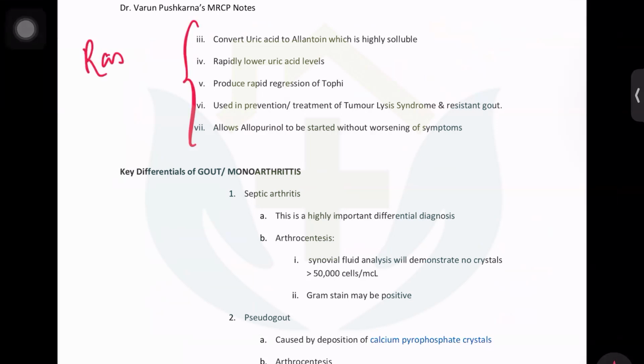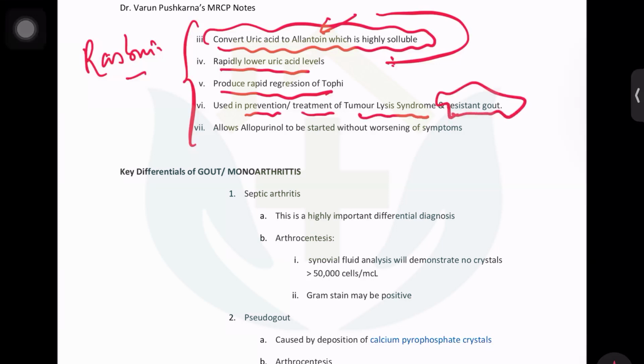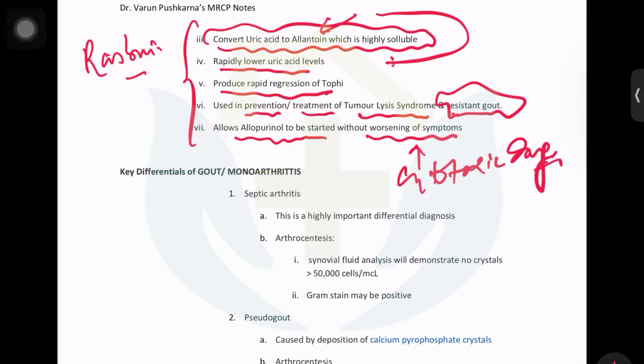Rasburicase. This is the mechanism. It converts uric acid to allantoin. Allantoin is highly soluble in water. So it rapidly lowers uric acid levels, with rapid regression of tophi, used in prevention and treatment of tumor lysis syndrome, and can also be used in resistant gout. It allows allopurinol to be started without worsening of symptoms. Likewise, you said, if the patient is on cytotoxic drugs, it helps if the patient was already started on rasburicase.